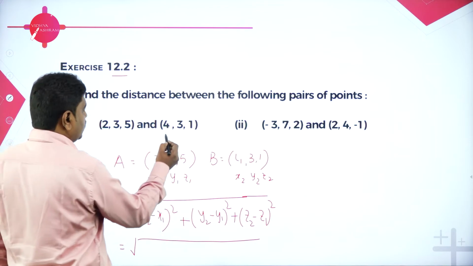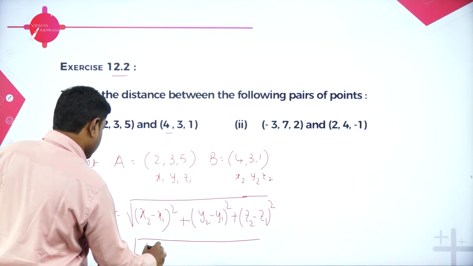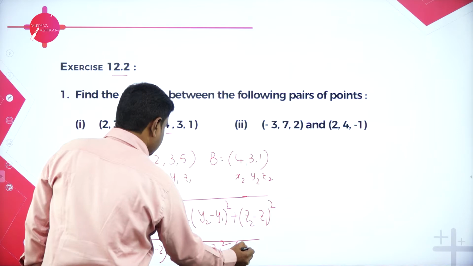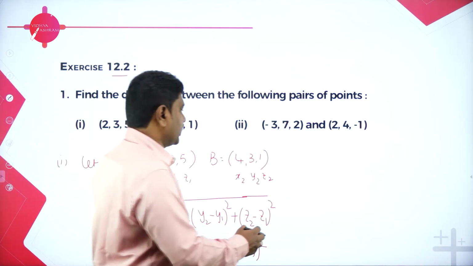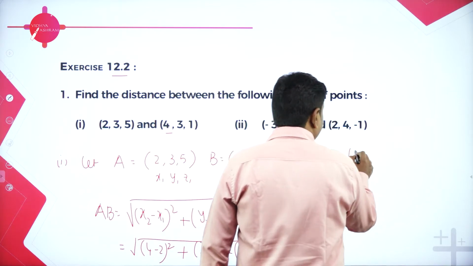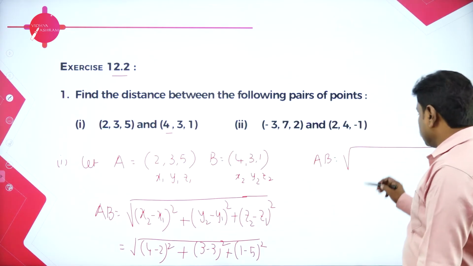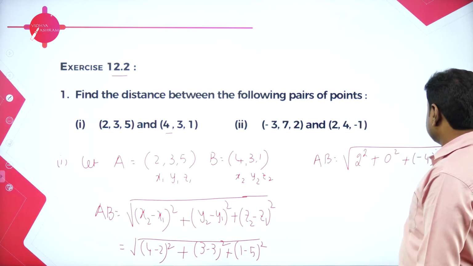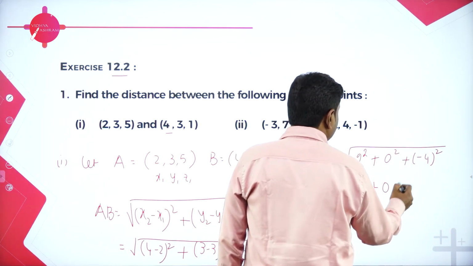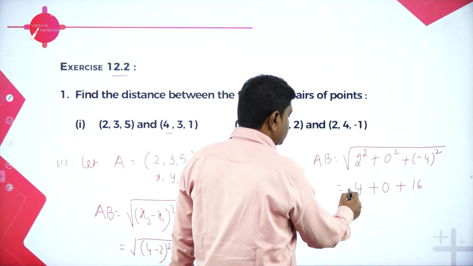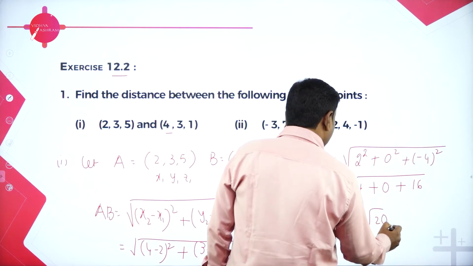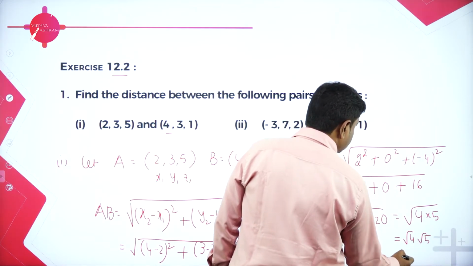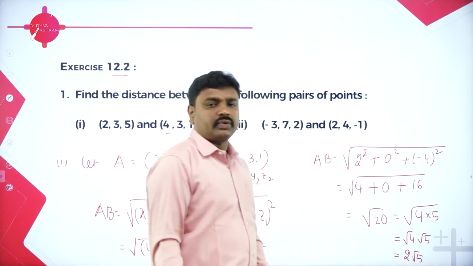Now substitute it. x2 value is 4. So 4 minus 2 the whole square, plus y2 minus y1, 3 minus 3 the whole square, plus 1 minus 5 the whole square. Now simplify this and get the answer. AB is equal to root of 4 minus 2, which is 2, 2 square, plus 3 minus 3, 0 square, plus minus 4 the whole square. So it will become 4 plus 0 plus 16, since minus 4 square is 16, root 20. Root 20 can be written in terms of a perfect square: 4 into 5, root 4 into root 5, because root 4 is a perfect square, so 2 root 5. The distance is root 20 or 2 root 5.